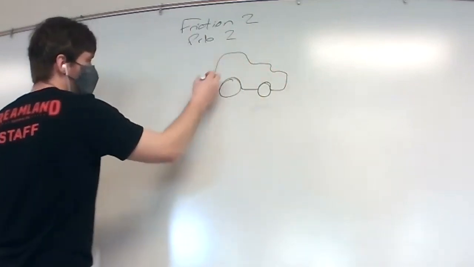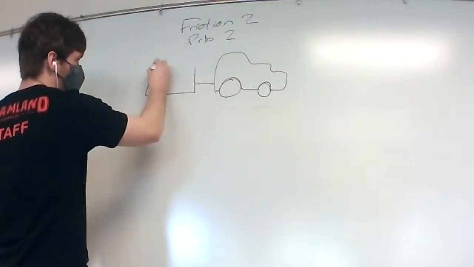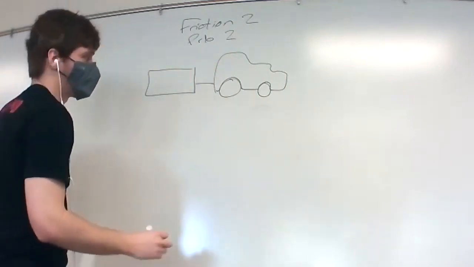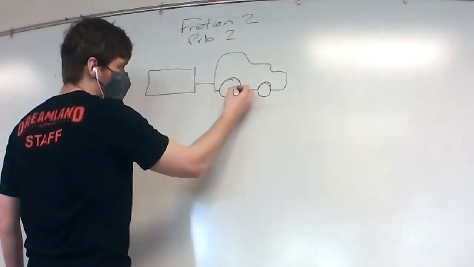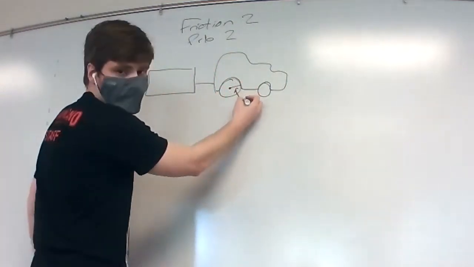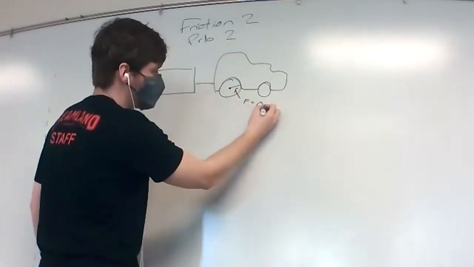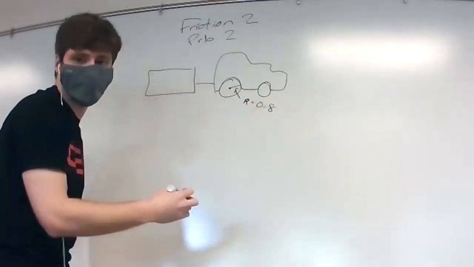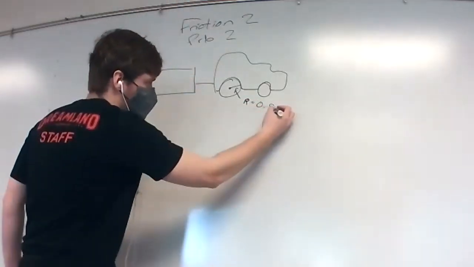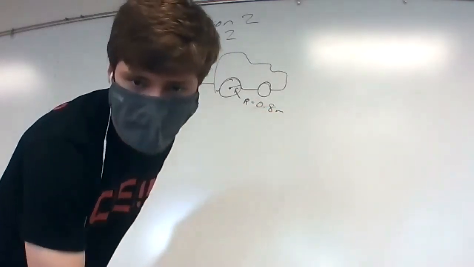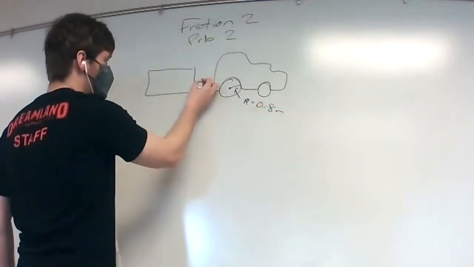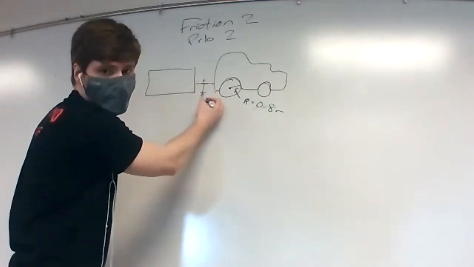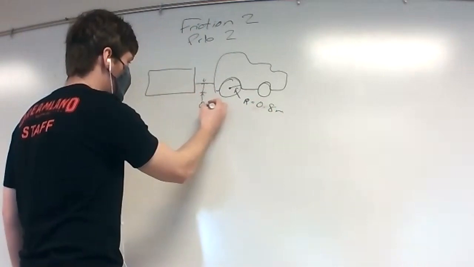There's a tractor pulling this box on the ground. What we know is that the radius of this tire is 0.8 meters. And we know that the distance from this point to the ground, this distance in between, is going to be 0.4 meters.